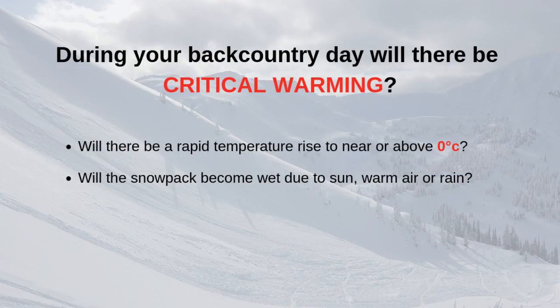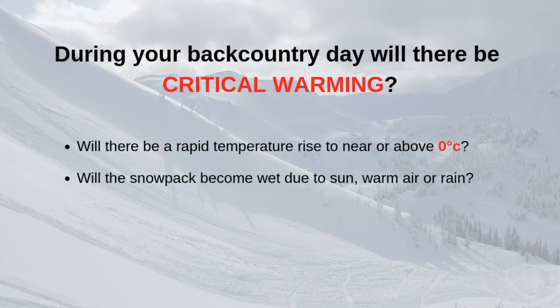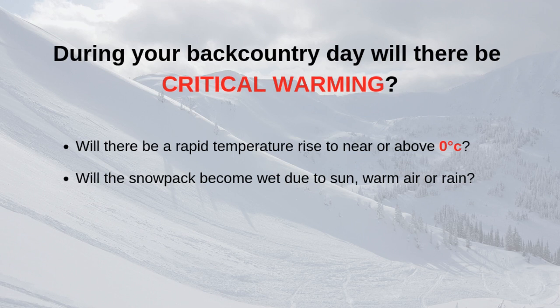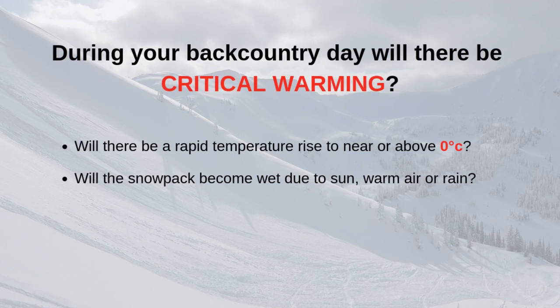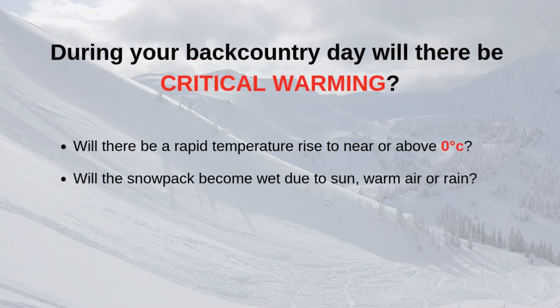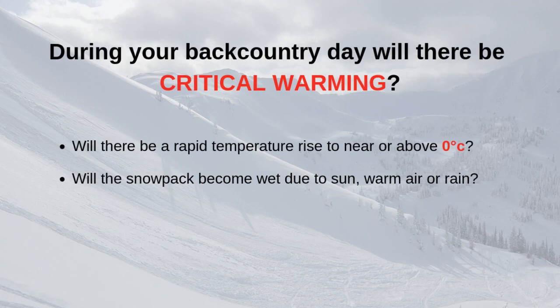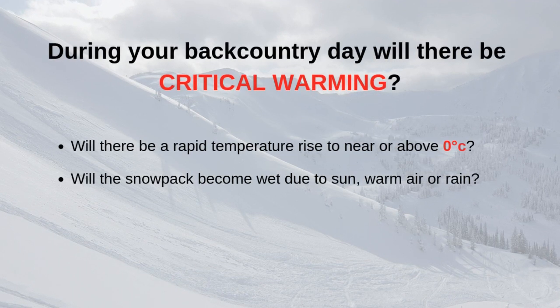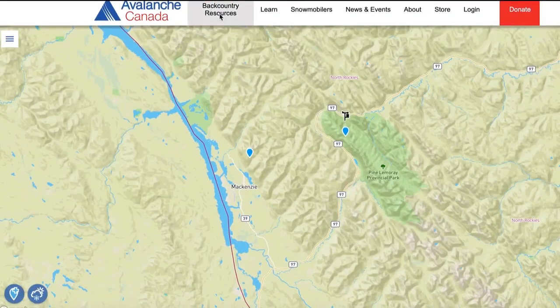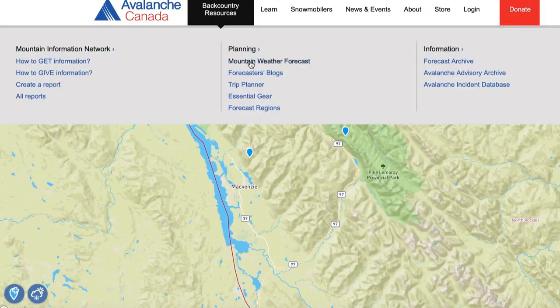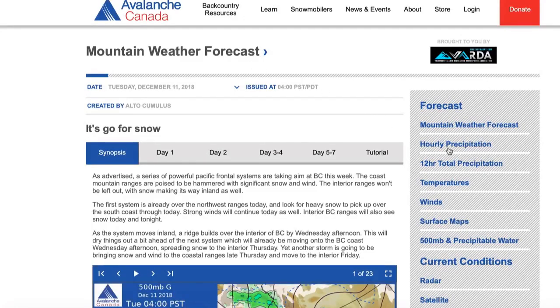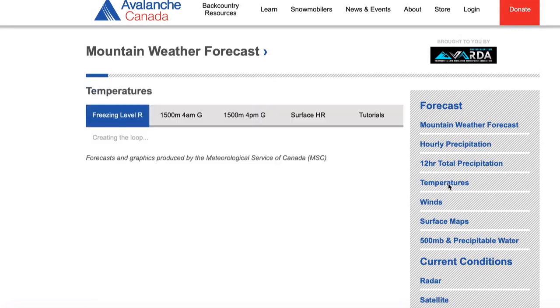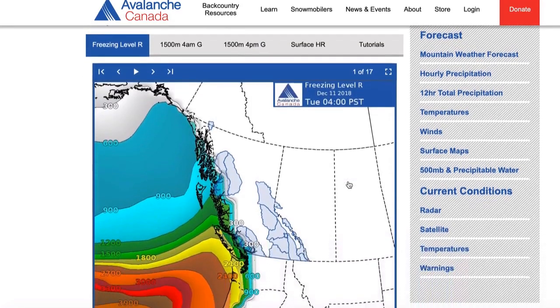If you don't have critical loading, you now need to consider the next question in step 1. Is there critical warming? Critical warming means the air temperature is close to or above zero. If it's raining where you're going to recreate, that also counts as critical warming. Go to the mountain weather forecast on avalanche.ca and select the temperature tab from the menu on the right. This page gives you the forecast freezing levels.